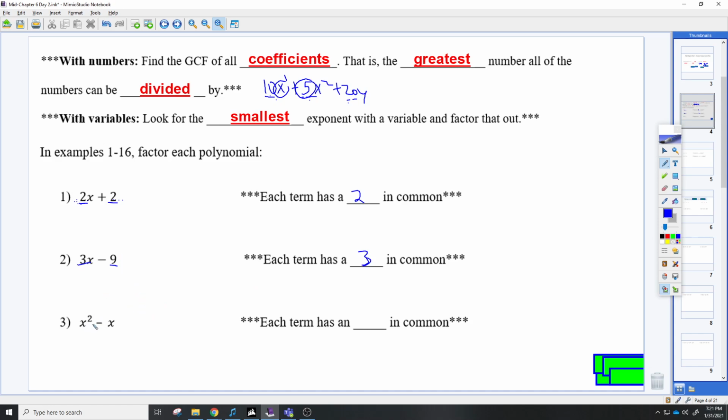And number 3, x squared minus x. There's no numbers here, but we can apply the rule that we had up here. With variables, look for the smallest exponent, and we can factor that out. So we have x squared, and we have x to the first. The smallest one is x to the first. That's what they would have in common. Technically, we're pulling them out of the two terms, and you can only take out the smallest one that they have. You can't take out more than the smallest.